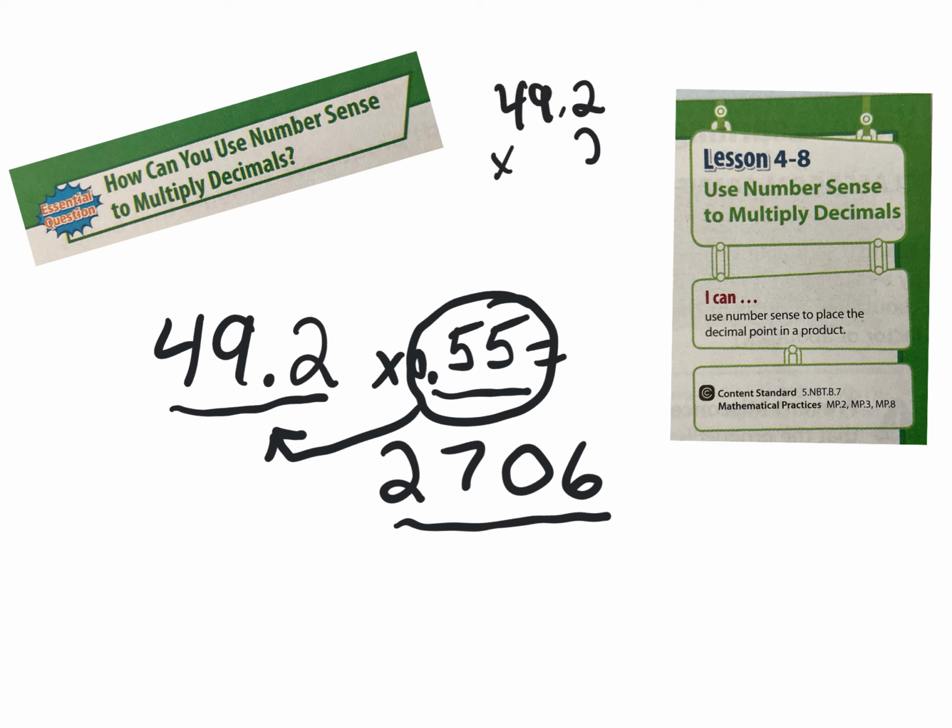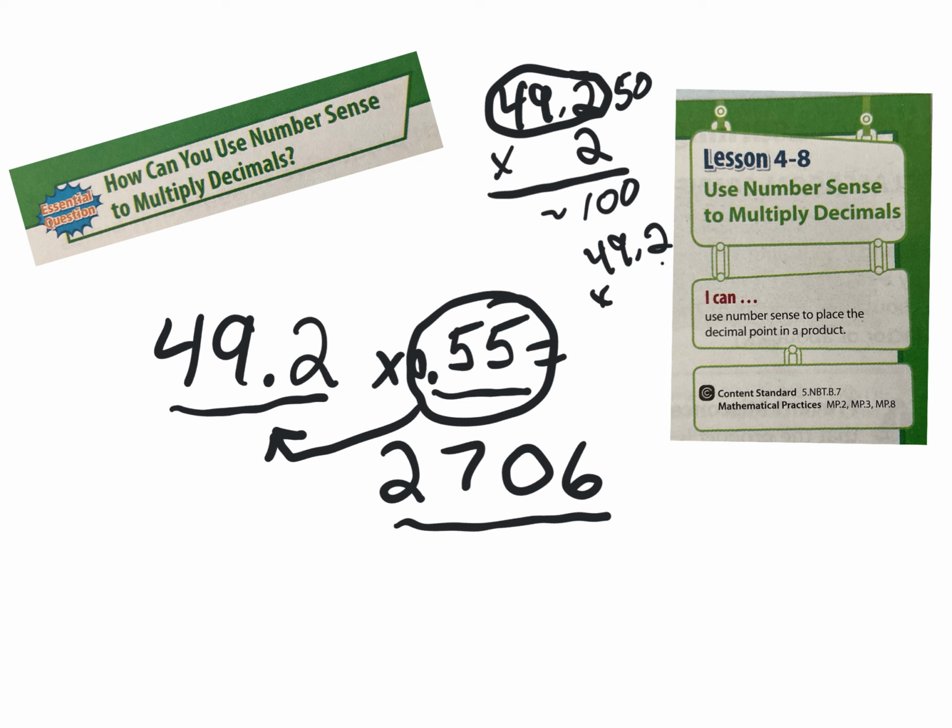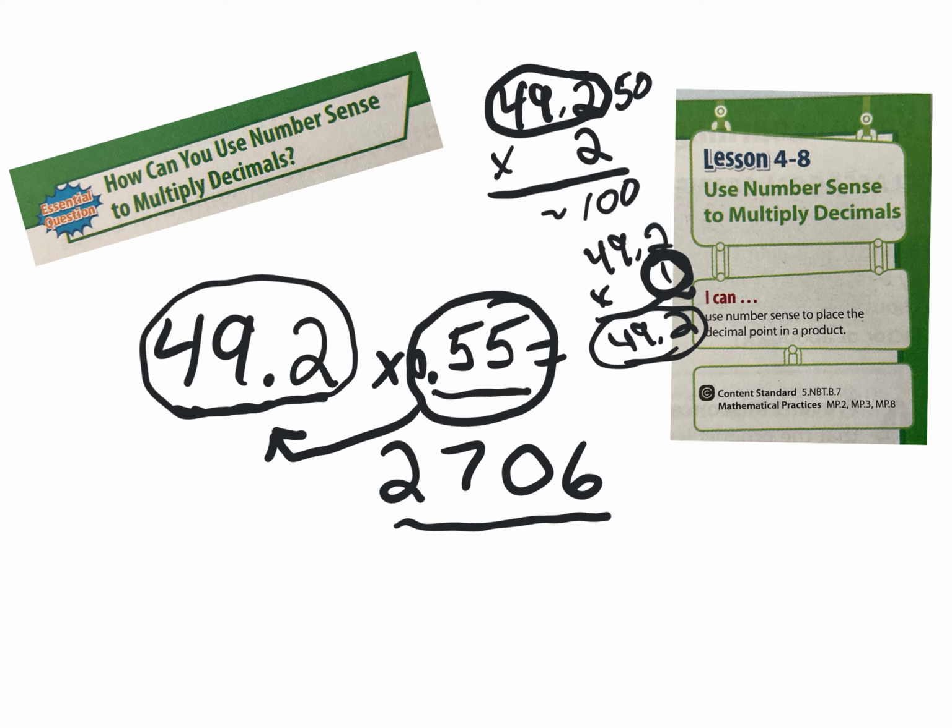So think about that, because if we did 49.2 times 2, we're going to get something twice as big, right? And just estimating, I know 49.2 is about 50. So 50 times 2 is 100, right? Now, if we do 49.2 times 1, I'm going to get 49.2. So anything multiplied less than 1 is going to give us something less than 49.2. So by multiplying by 0.55, less than 1, I know that my answer is going to be less than 49.2.